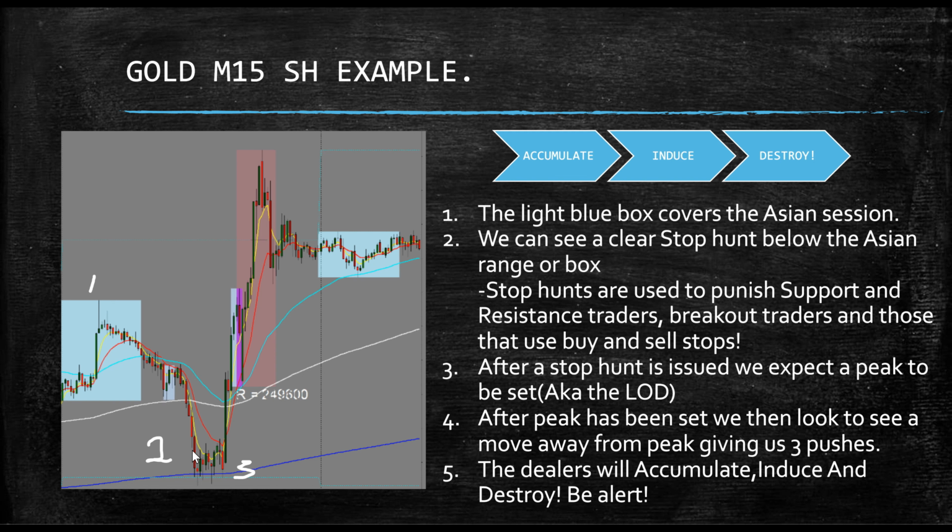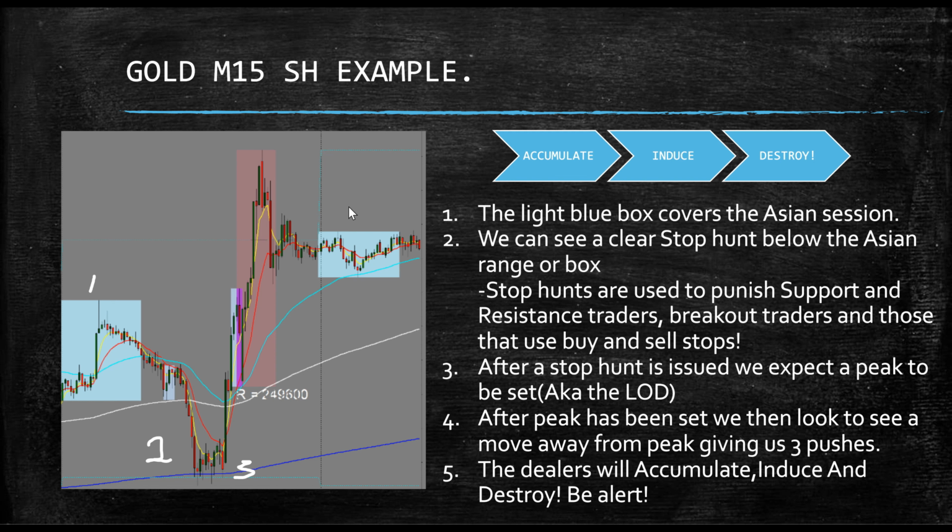And as you can see, after the inducement, we've got a peak formation, not really a W formation, but we can see 3 pins on that 800 EMA. And after that, we can identify the first push, second push, third push. The dealer gives you a peak, pulls it back, and ends the day. So basically, the whole business is accumulate, induce, and destroy.